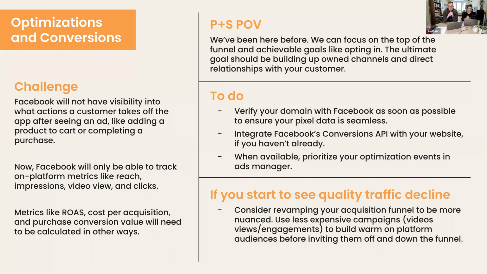Optimizations and conversions. The challenge here is that Facebook can't see that, so their algorithm won't be able to optimize for events that they can't see. If they can see, oh, this type of person always makes it to purchase, we can show those ads to people that are more likely to do that. That's going to be harder to do. So metrics like ROAS, cost per acquisition, and purchase conversion value are going to have to be calculated in other ways, because Facebook's not going to just plug and play them.